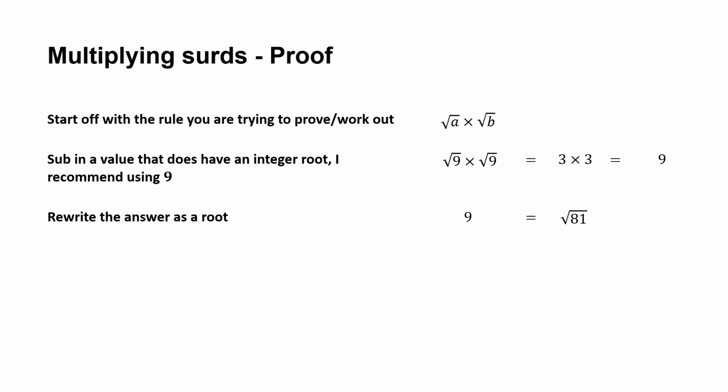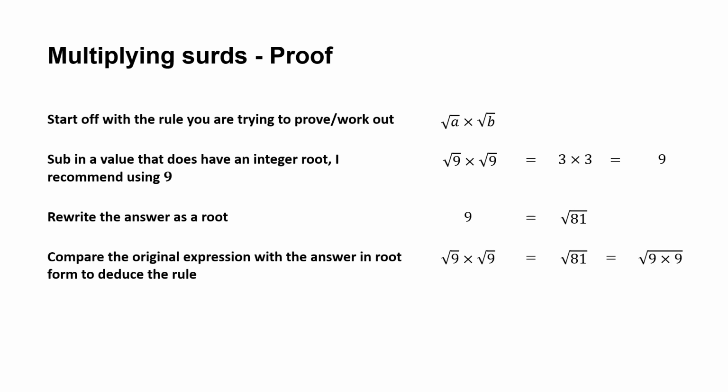So now that I have this, I want to try and rewrite this answer in terms of a root. Well, 9 is equal to the square root of 81. What this means is root 9 times root 9 is equal to 9, which is equal to root 81. So we have root 9 times root 9 is equal to root 81. If we look at this root 81, we can rewrite this as root 9 times 9, which means we have that root 9 times root 9 is equal to root 9 times 9.